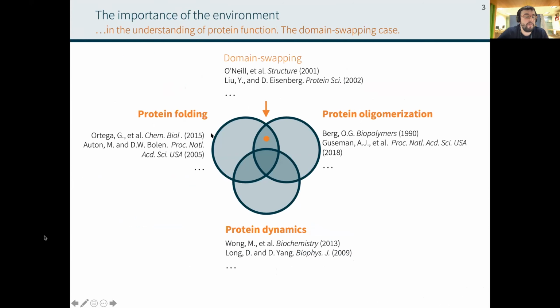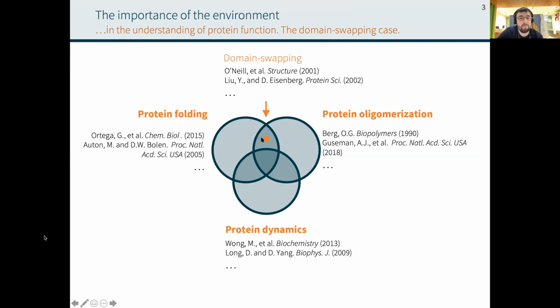So crowding effects affect all kinds of features of proteins that affect protein function, from protein folding to protein oligomerization or even protein dynamics. So the buffer you are in is important to understand the function. As with quinary structure, it's important to understand proteins inside the cells. I just want to mention that in these different fields there is plenty of excellent literature.